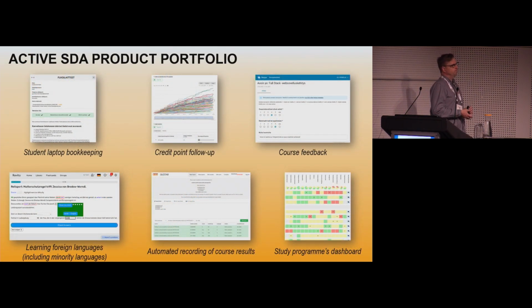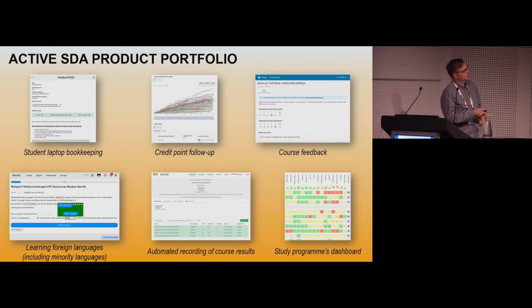Just to give you some idea, these are the 6 systems. I'm not going to go into details, but for example, this one is the course feedback system, the one that gets those 1,000 users a day at times. It's used by all courses. And then there are systems like a study program dashboard, which is used by all bachelor's and master's study programs.